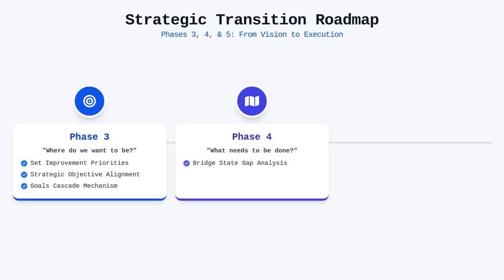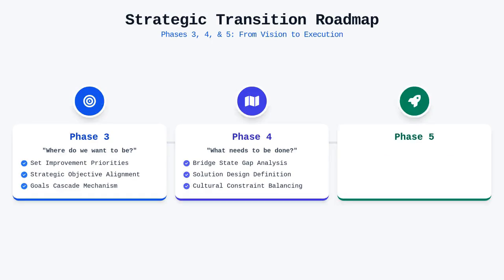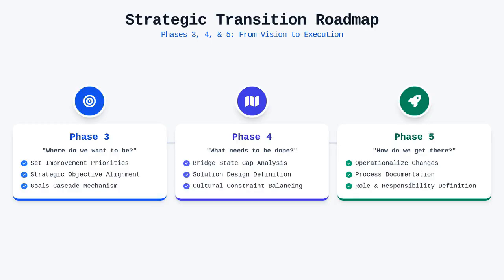We define the specific actions and solution designs necessary to bridge the gap between our current state and the desired target state. This requires a balanced approach to implementing governance components, ensuring they are practical for the organization's unique culture and constraints. By the time we arrive at Phase 5, titled How Do We Get There?, the focus shifts towards the execution of these plans. This is the implementation phase where processes are documented, roles are defined, and organizational changes are operationalized across the enterprise.